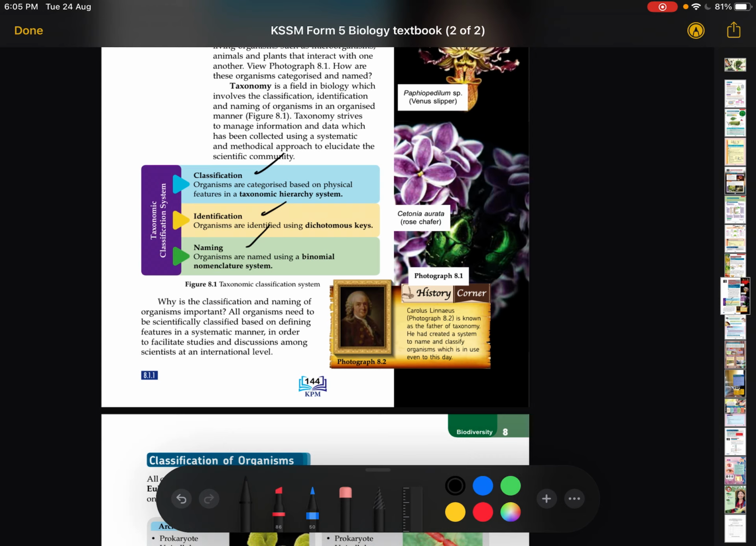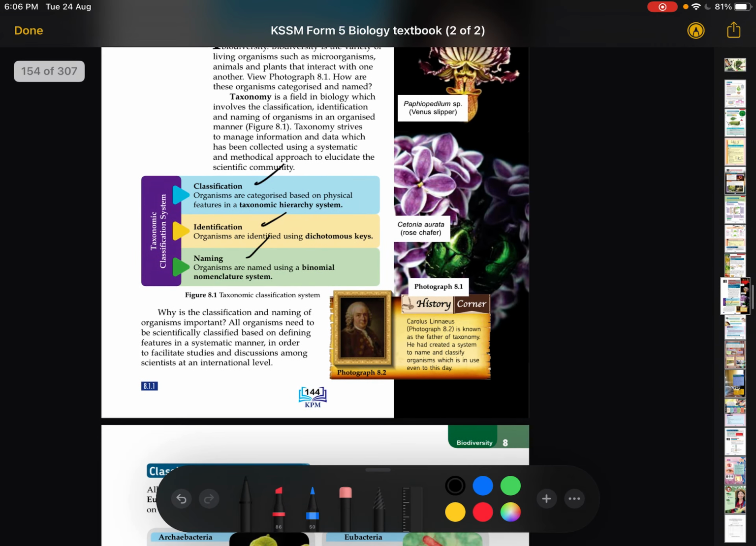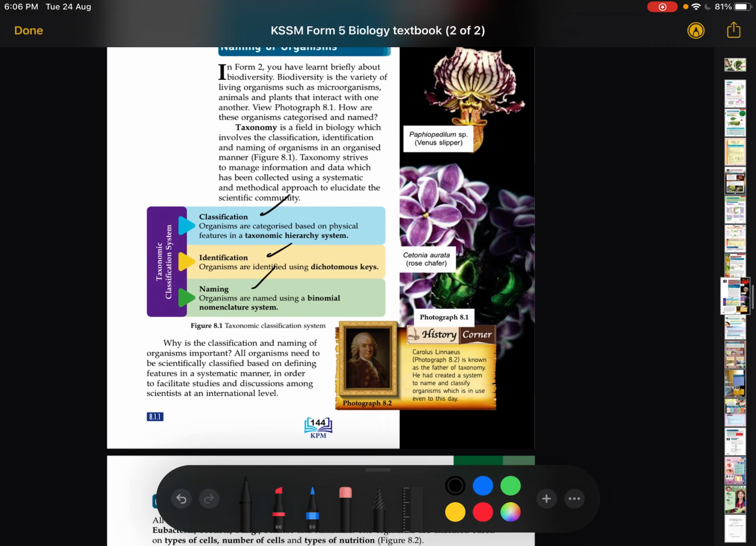For classification, organisms are categorized based on physical features in the taxonomic hierarchy system. For identification, they are identified using the dichotomous keys, and they are named using binomial nomenclature. So we will go through them one by one.